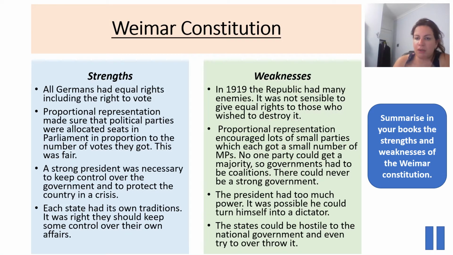And it was good, but it was also quite weak in other respects as well. So you've got the Germans having equal rights, which is great. They had something called proportional representation. Now, don't worry too much about this because I will go through this a lot more next year. Once you get it, it's not as difficult as you think. But proportional representation made sure that all political parties were allocated seats in Parliament in proportion to the number of votes that they got, so that it was fair. So basically, the number of votes you got was the number of seats you got, therefore fair.